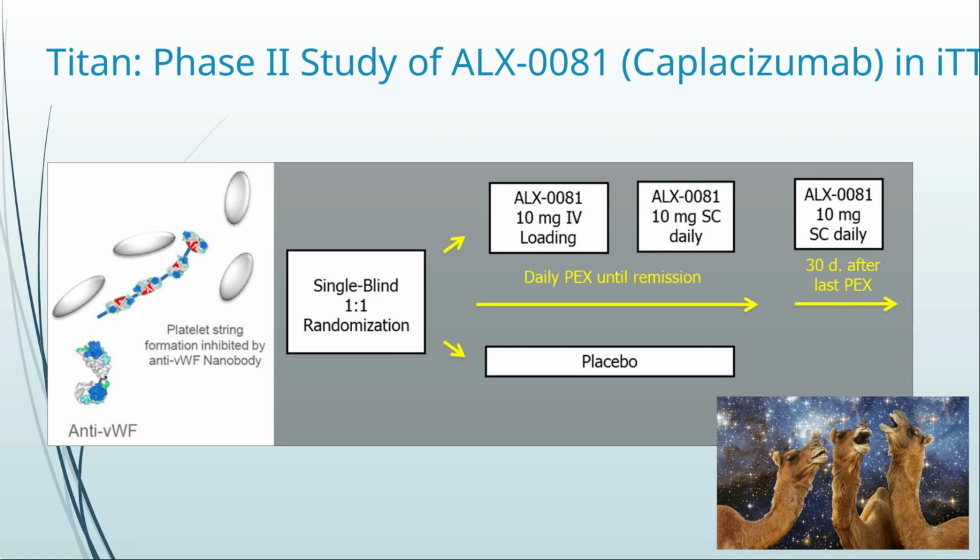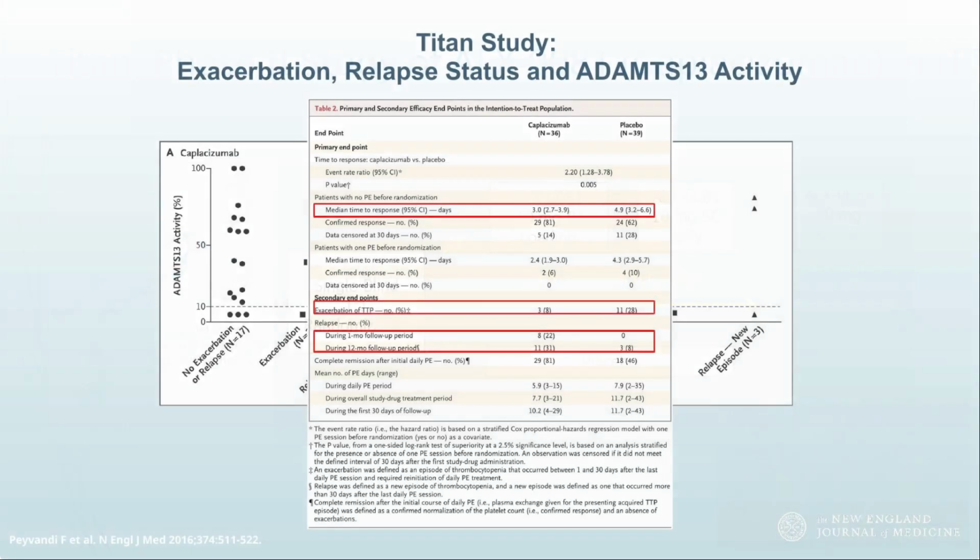So HERCULES was a phase 3 study in which patients with iTTP were randomly assigned to caplacizumab or placebo while receiving plasma exchange and immunosuppressive therapy for 30 days after their remission. The primary endpoint was the time to response, which was defined as normalization of their platelet count. In the study, the median time to achieve a normal platelet count, as you can see in that top red bar there, was 3 days for the caplacizumab arm and almost 5 days for the placebo arm.